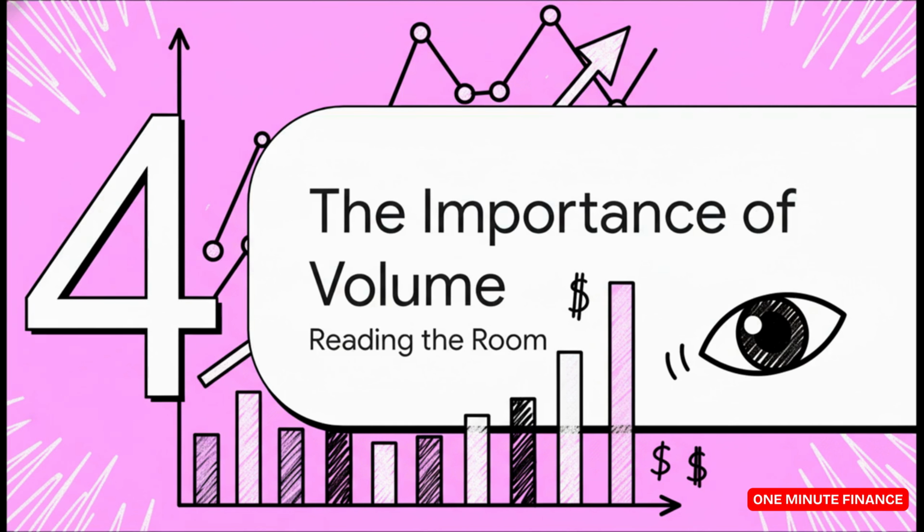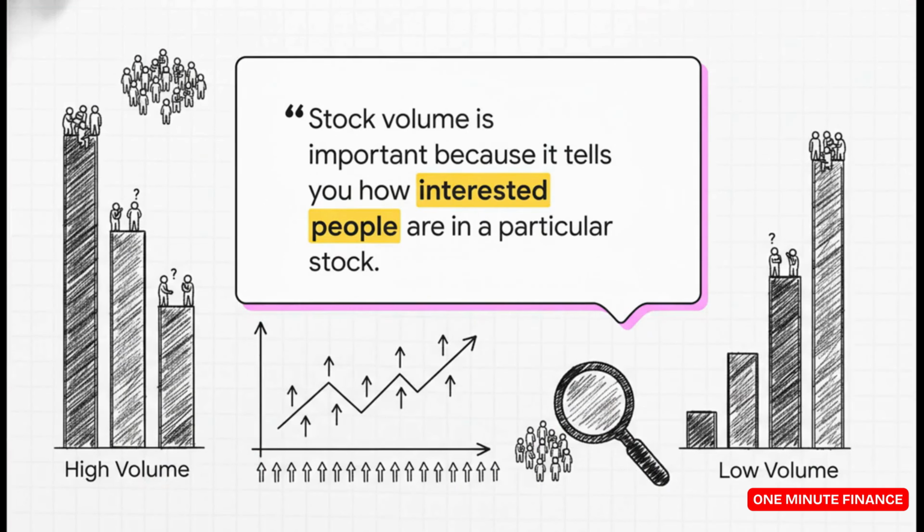So, you spotted a pattern. Great. But how strong is it? How convincing is that signal? Well, that's where you need to learn how to read the room by looking at trading volume. To put it really simply, volume measures conviction. It's the raw number of shares changing hands. High volume tells you there's a ton of interest and participation behind a price move. Low volume? That suggests people are uncertain or maybe just don't care.